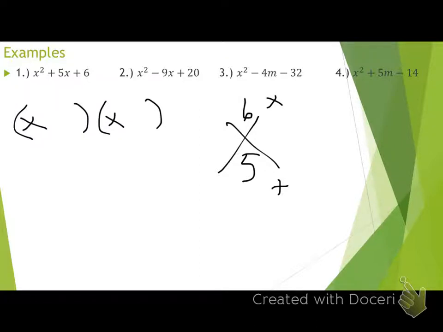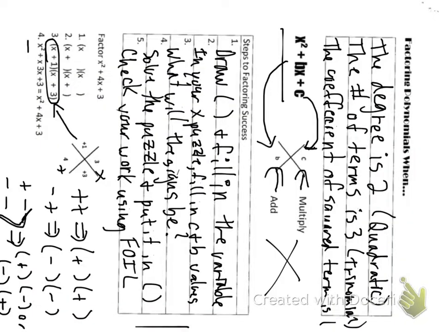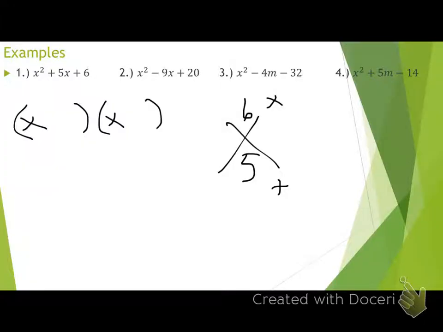Does 1 times 5... Hold on, I skipped a step, I apologize. So we filled in our x puzzle with our b and our c. I'm jumping ahead of myself. Once again, I apologize. Step 3, I'm asking myself, what will the sign be? Well, based on my previous slide, it starts off as plus plus. So I know my 2 signs are going to be plus and plus.